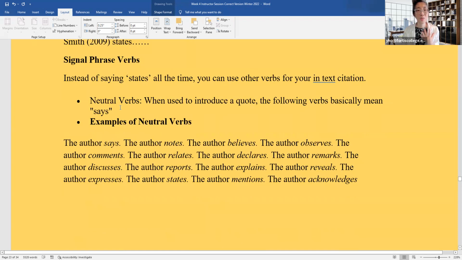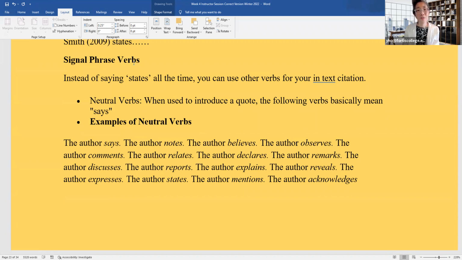So if I say Dr. Smith says, that's too boring. So if you want to say Dr. Smith notes, believes, observes, comments, relates, declares, remarks, these are known as signal phrase verbs. And you can get your own list of signal phrase verbs when you Google signal phrase verbs. So you should Google and get your own signal phrase verbs, transition words, subordinating conjunctions.